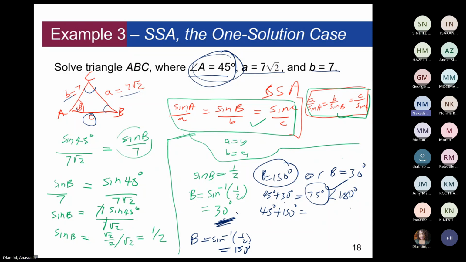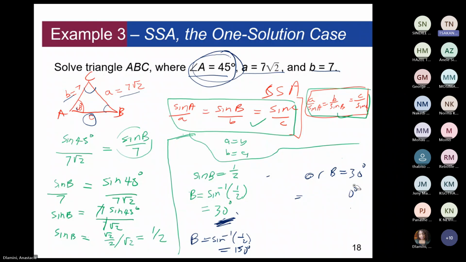195. So what can we say about 150? 150 does not fall under that triangle. Why? Because it's greater than 180. Thank you. So our angle B is what? 30 degrees. Thank you. So our angle B is 30 degrees.